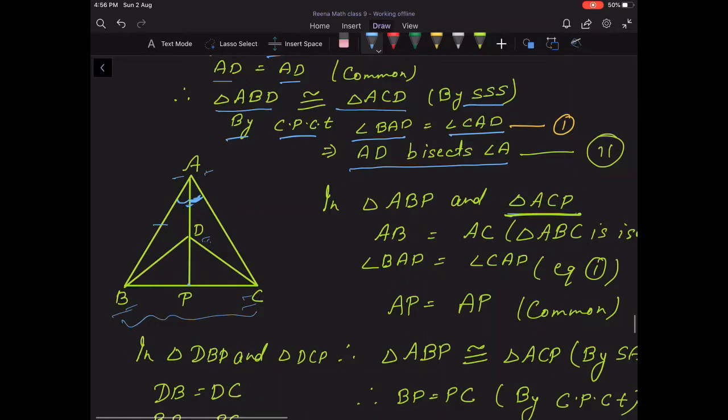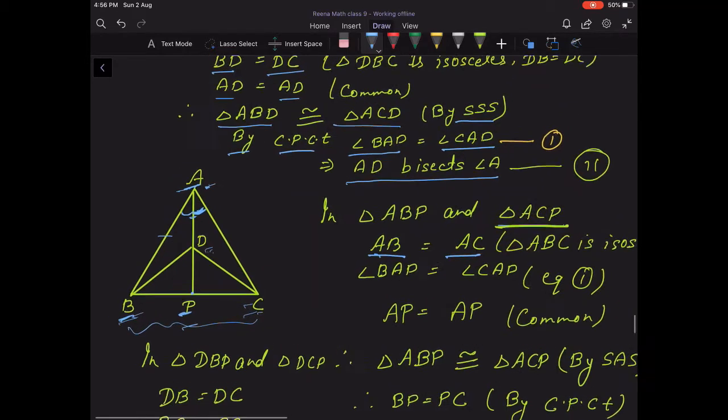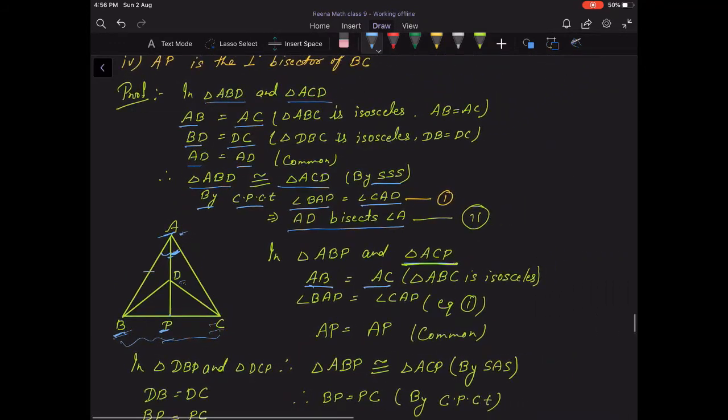Now in triangle ABP and triangle ACP, AB is equal to AC because ABC is an isosceles triangle. BAP is equal to CAP, just now we have proved in equation number 1, and AP is equal to AP, common. So, triangle ABP is congruent to triangle ACP. So, by CPCT we can write BP is equal to PC. This part BP will be equal to PC.